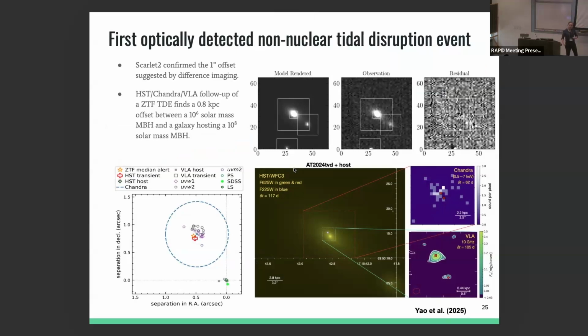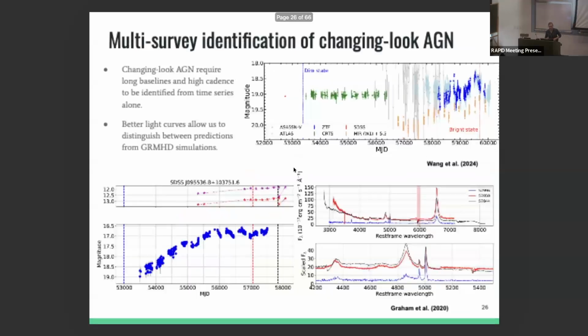So Scarlet 2 was able to do detailed sampling of the relative positions in order to confirm that offset. And then Yuhan got all this amazing follow-up with HST, Chandra, and the VLA to show this was indeed a tidal disruption event from a 10^6 solar mass black hole wandering 0.8 kiloparsecs out from a host galaxy with another 10^8 solar mass black hole.